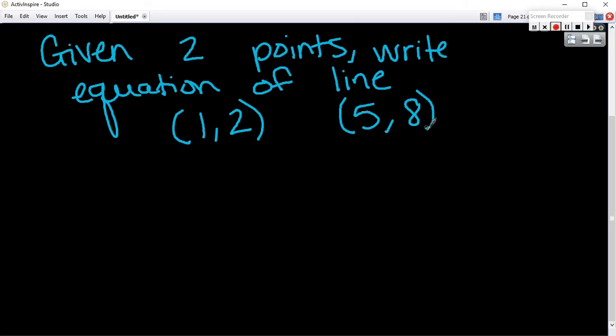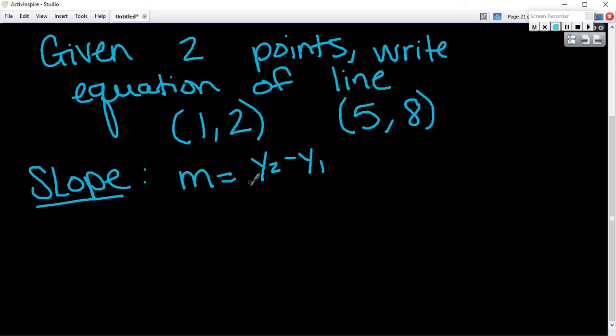What can I do? No matter what form I'm in, I need what? The slope. I need to find the slope first. And to find the slope, we use that little formula from yesterday. We subtract the y's and we subtract the x's, right? So 8 minus 2 divided by 5 minus 1.